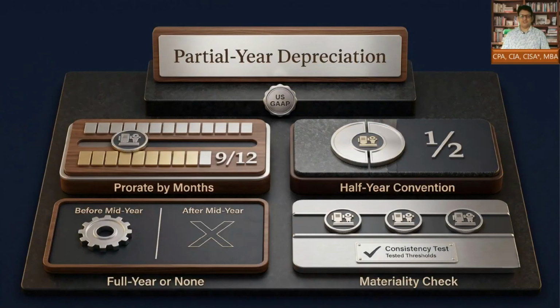Partial year depreciation deals with assets placed in service or disposed of during the year. A full annual charge is usually not appropriate if the asset was used for only part of the year. The most precise approach is proration by months in service. For example, an asset placed in service on April 1st would receive 9/12 of annual depreciation in year 1. Practical conventions such as half year or full year or none rules may be acceptable if they do not materially distort the statements. Whatever convention is selected should be consistently applied and documented.